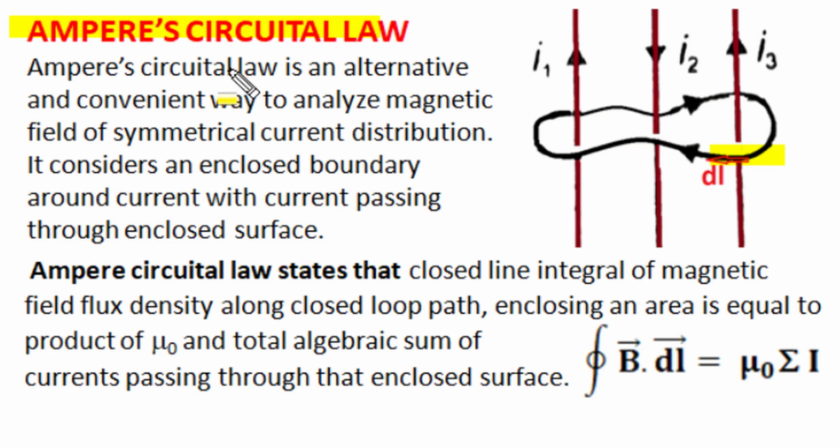This Ampere Circuital law is applicable to both symmetrical and unsymmetrical current distribution. But if the current distribution produces a symmetrical magnetic field around it, then it will make calculation quite convenient and simple.